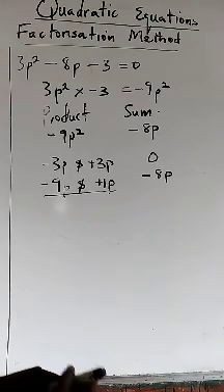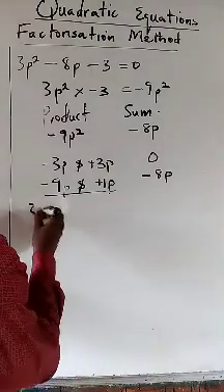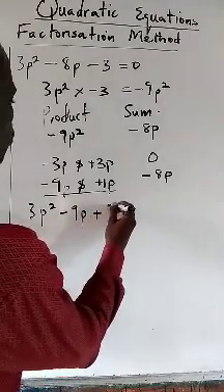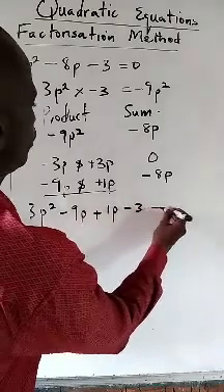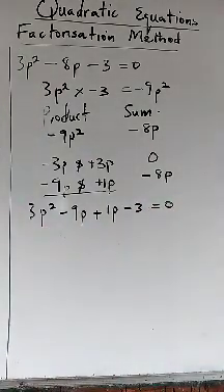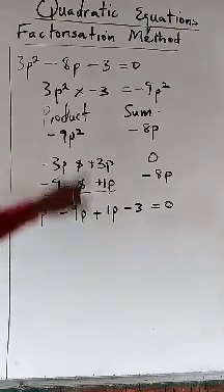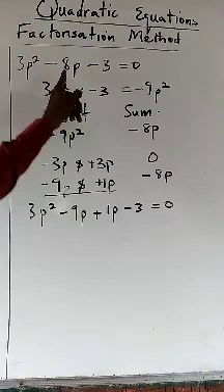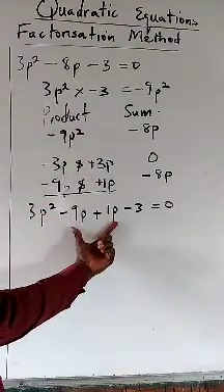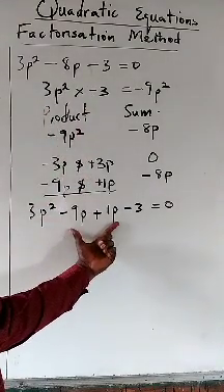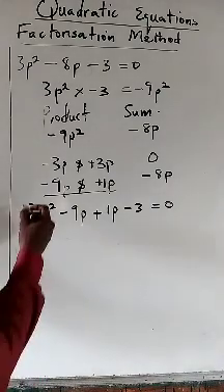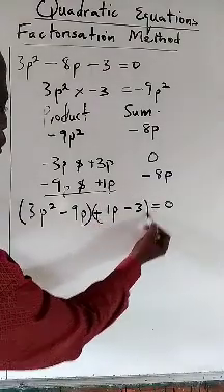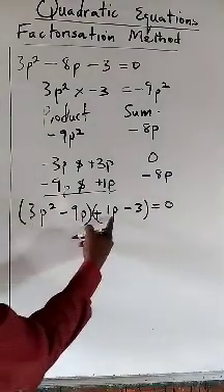So we are going to have 3p squared minus 9p plus 1p minus 3 equals 0. We have substituted these two numbers in place of the middle term. The first term is there, the last term is there, but the middle term has been substituted with the two numbers that we have gotten here. So what you do next is to group them in twos: the first term and the second term, the third term and the fourth term together. First, second, third, fourth.